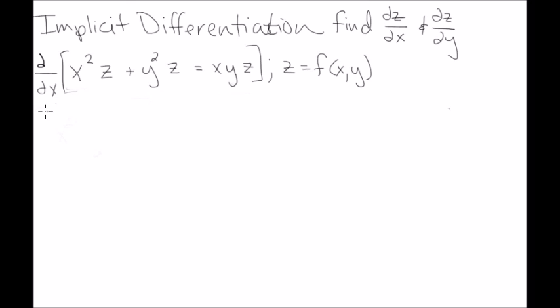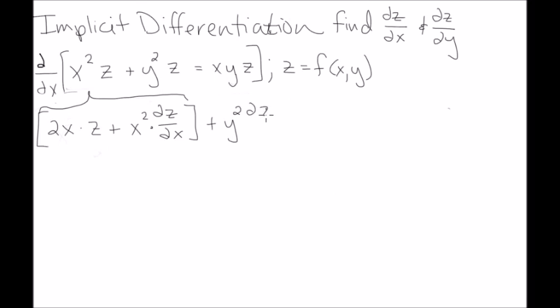The derivative of the first term, of course, is 2x times the second term unchanged, plus the first term unchanged times the derivative of the second term. Now, I don't know what the derivative of the second term is, so I just write dz dx. So these two terms together are the derivative of that first term. For the second term, the y is not a function of x, so I'll treat it like a constant, times the derivative of z.